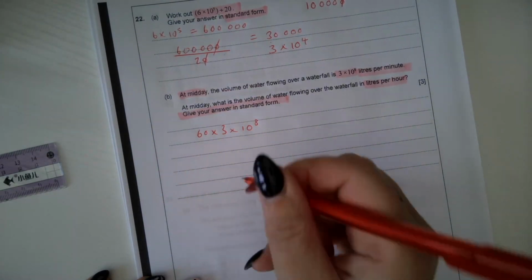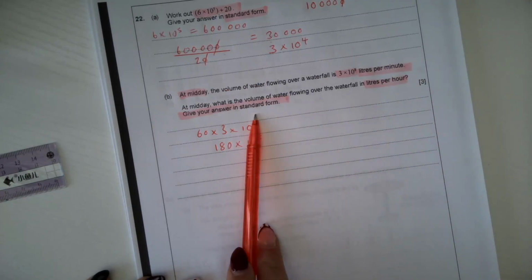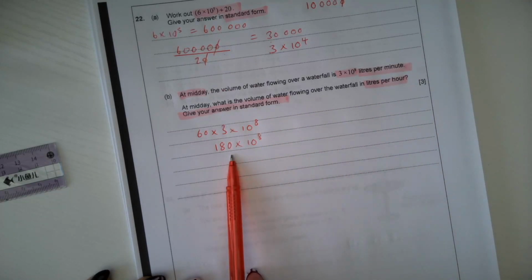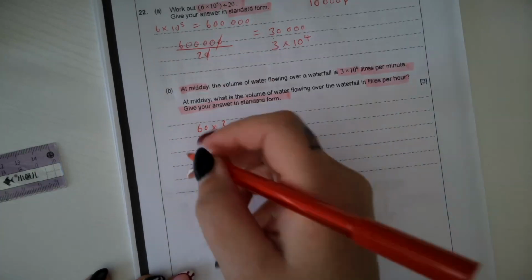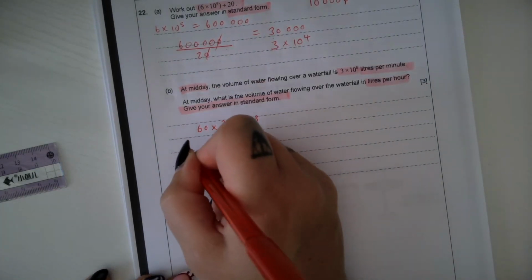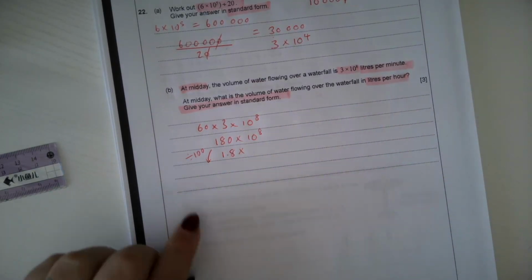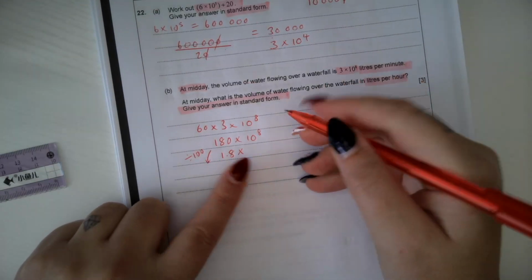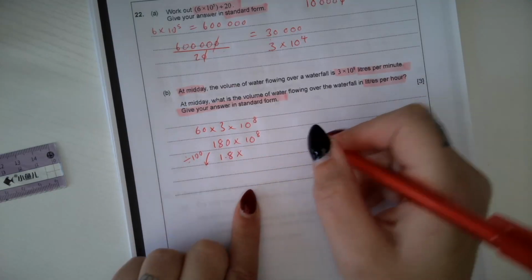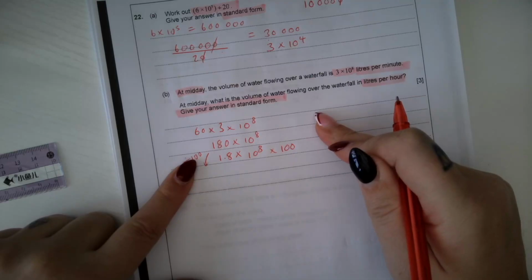Well, 60 times 3 is 180. 180 times 10 to the power of 8. Now we want our answer in standard form. Standard form is a number between 1 and 10 multiplied by 10 to a power. 180 is not a number between 1 and 10. So we are going to have to divide 180 by 100. Which would give us 1.8, which is between 1 and 10. But because we've divided by 100, that means we'd need to multiply by another 100 on the end here. So we'd have 10 to the power of 8 times 100 to get it back to its original value.